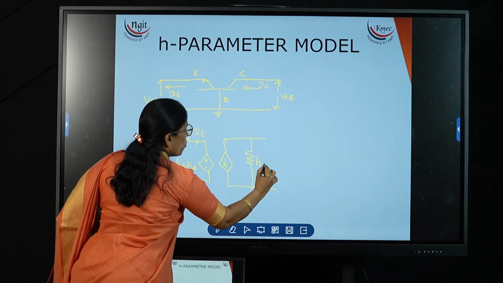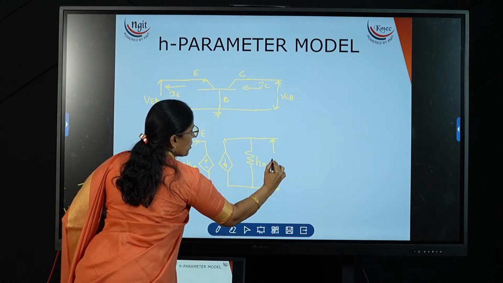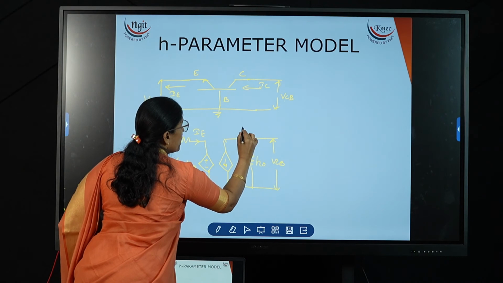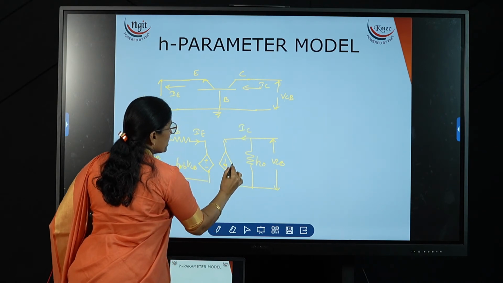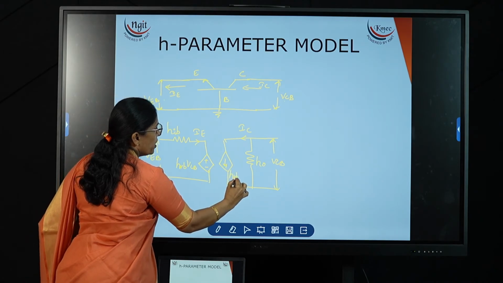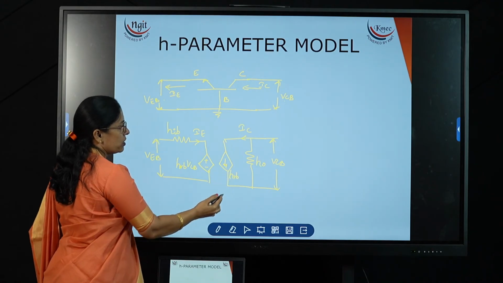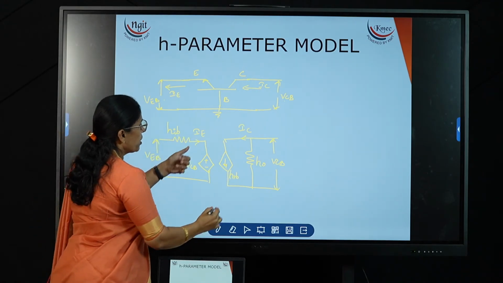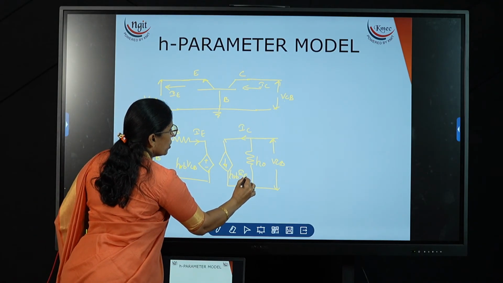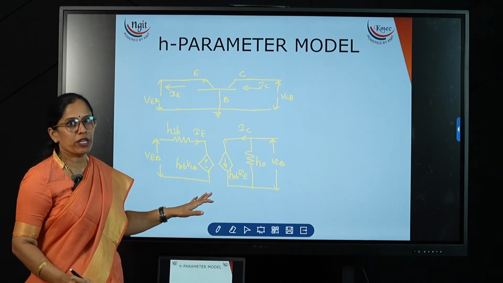Now this is HO. And what is the output voltage? VCB. And what is the current? IC. And what is this dependent current source named? HRB. HR is nothing but a current source. Now it is depending on the input current IE. Now this is the H parameter model for the common base.